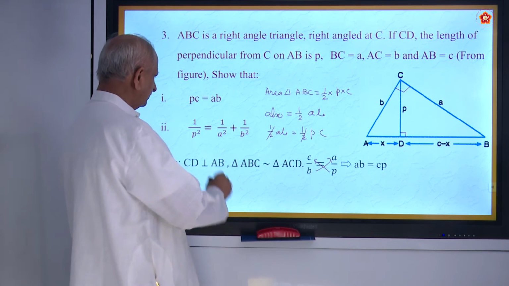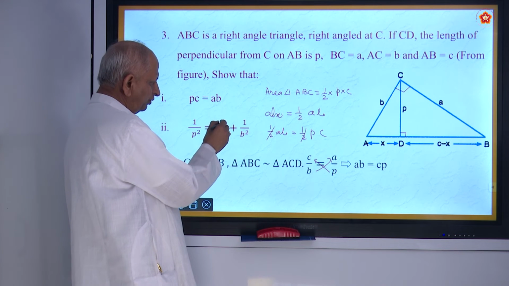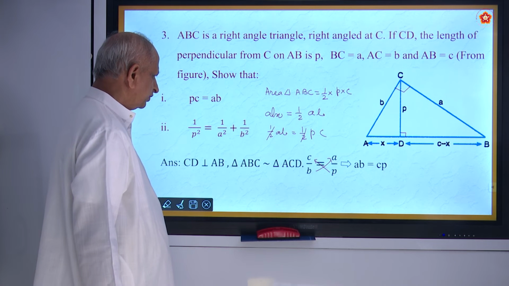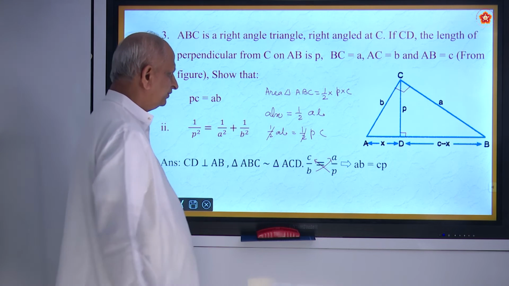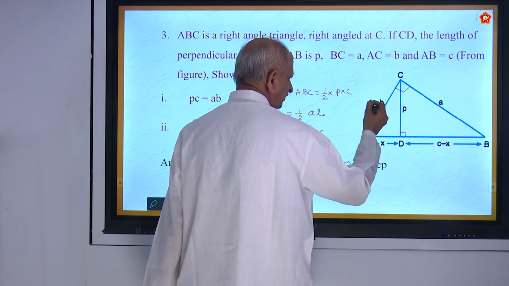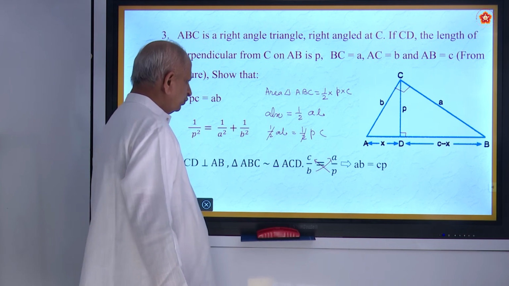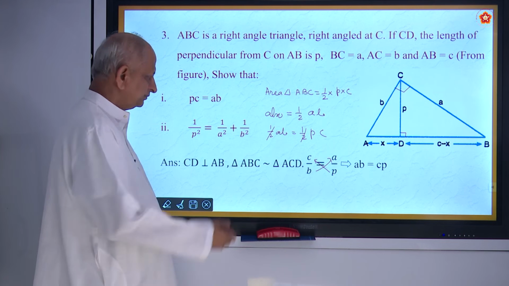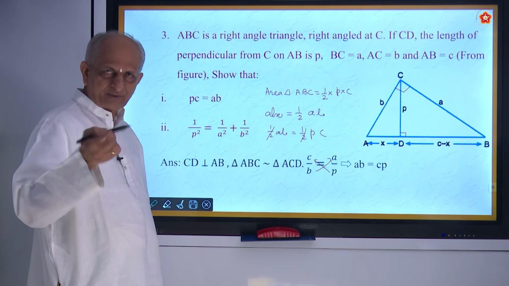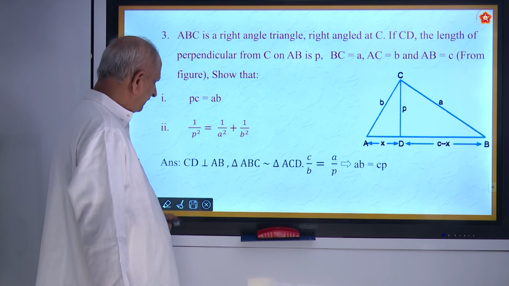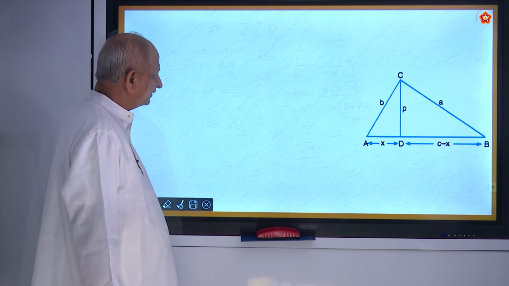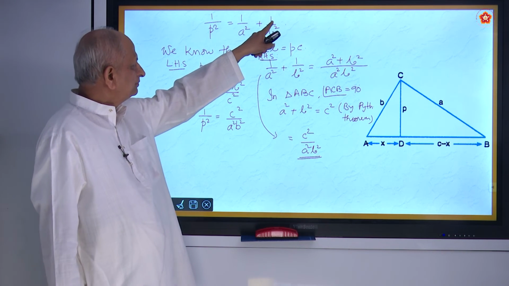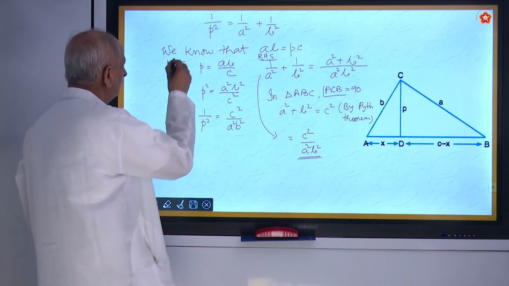Now second one is 1 by P square is equal to 1 by A square plus 1 by B square. You have to prove. Okay. So what you have proved now is A into B is equal to P into C. Use this in this. Okay. Very good. We will pass on to next one, second part. So 1 by P square is equal to 1 by A square plus 1 by B square. That is, we have to prove.